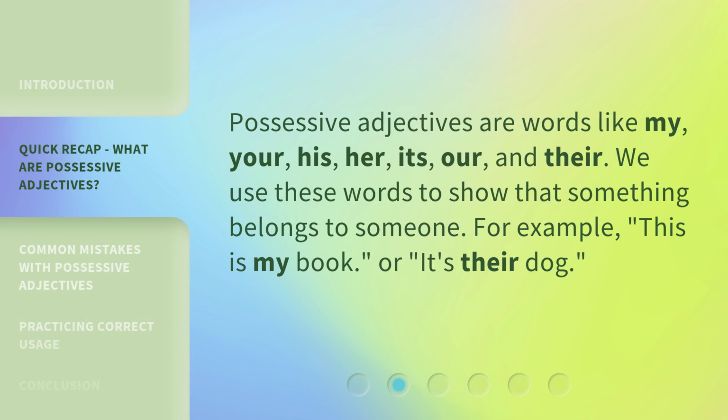Possessive adjectives are words like my, your, his, her, its, our, and their. We use these words to show that something belongs to someone. For example, this is my book, or it's their dog.